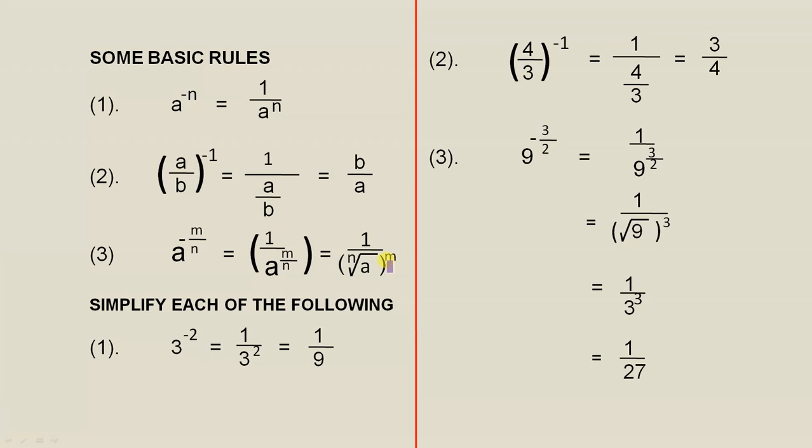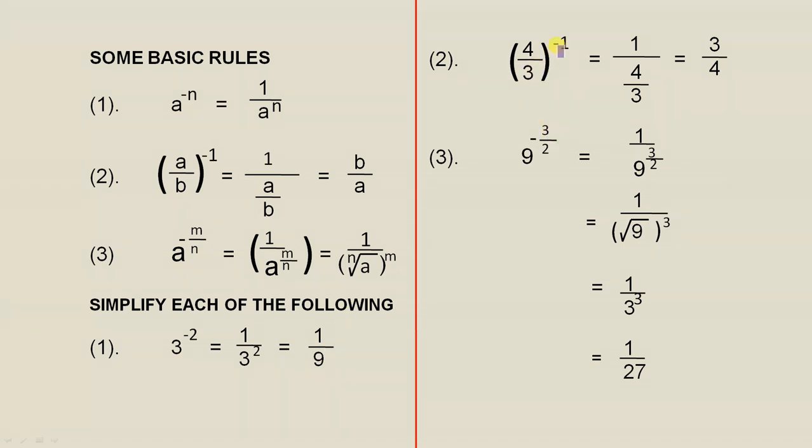Now let's have a look at some examples here, see how we go. We've got 3 to the minus 2 is 1 over 3 squared. That's exactly the same as that rule there, which gives us 1 over 9, because 3 squared is 9. So 3 to the minus 2 is 1 over 9.